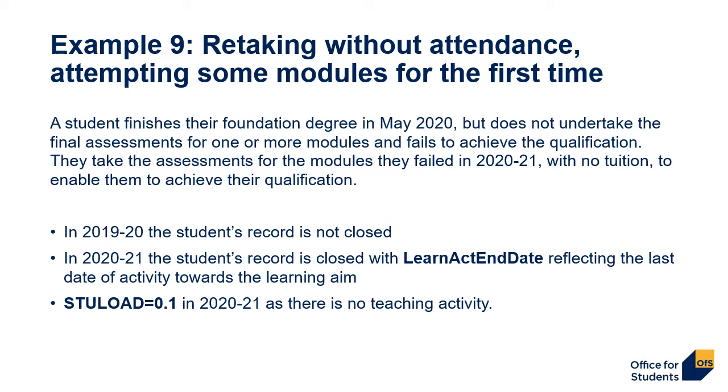In 2019, the student's record is not closed. In 2021, the student's record is closed with Learn Act end date reflecting the last date of activity towards the learning aim and STU load of 0.1 as there is no teaching activity.